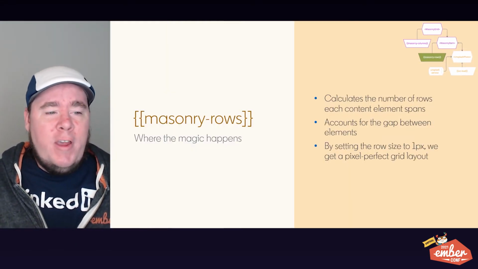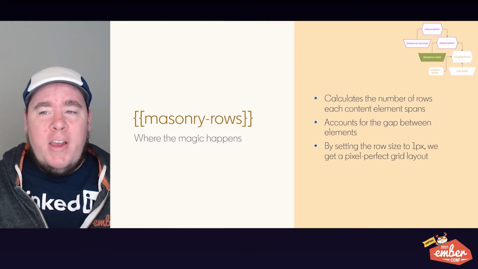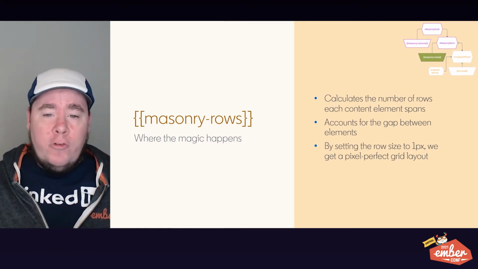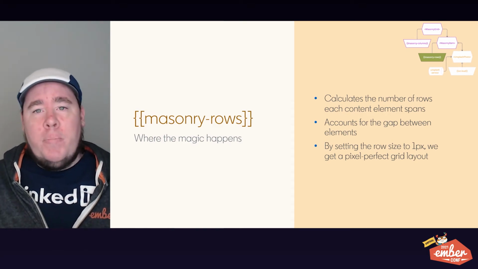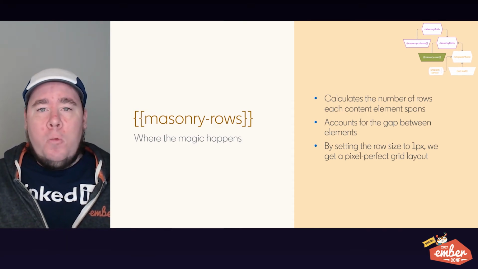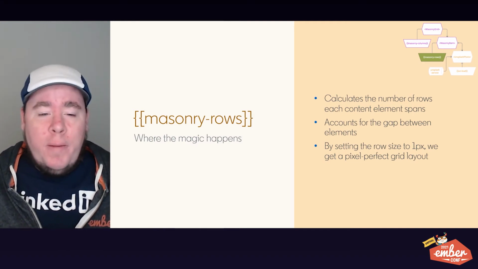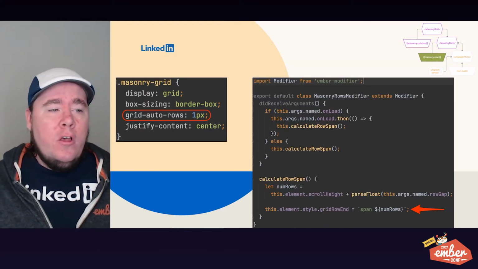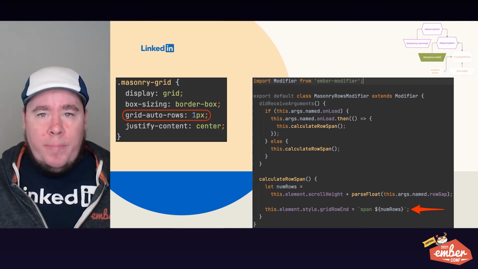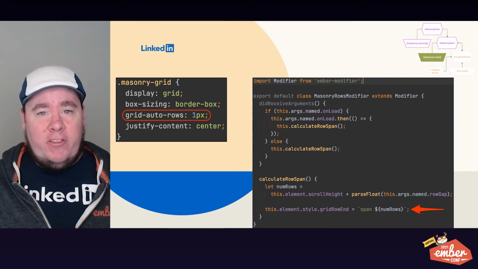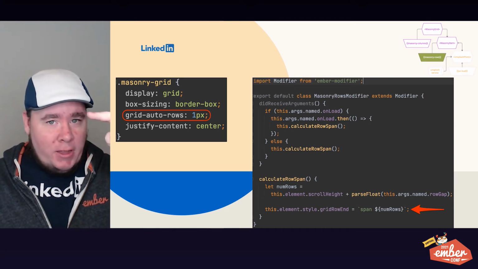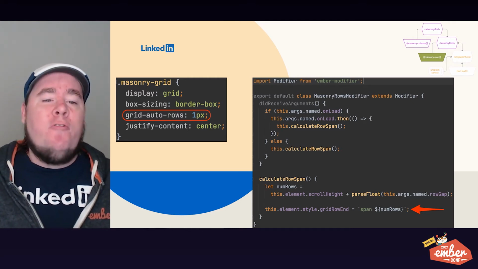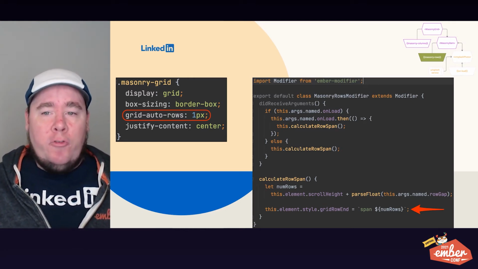Let's look a little bit closer at masonry rows, because this is really where the magic of our masonry implementation takes place. It's going to do a number of things. First, it's going to calculate the number of rows that each content element spans, accounting for the gap between the elements as well. And what we're going to do here is set the row size to 1 pixel so that we get a pixel perfect grid layout. So let me show you what I mean by that. In our CSS, we set grid auto rows to 1 pixel. And what this does is it tells CSS Grid that the height of each row is exactly 1 pixel. So every single row in the grid is 1 pixel tall. And that may seem counterintuitive, but that's what allows us to make this masonry layout work.